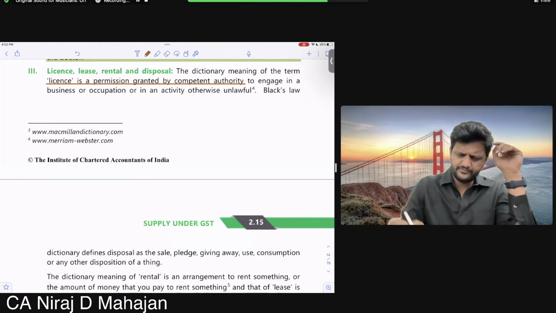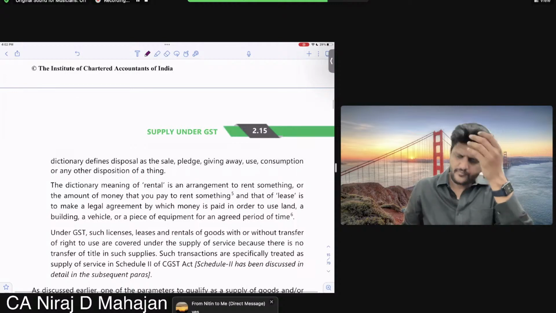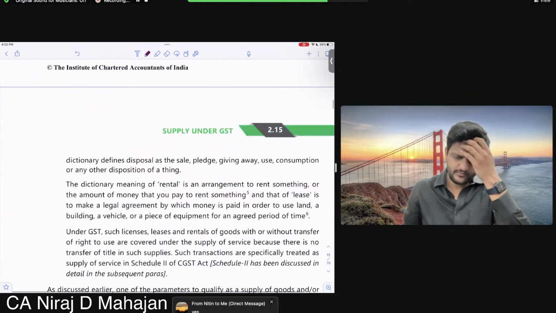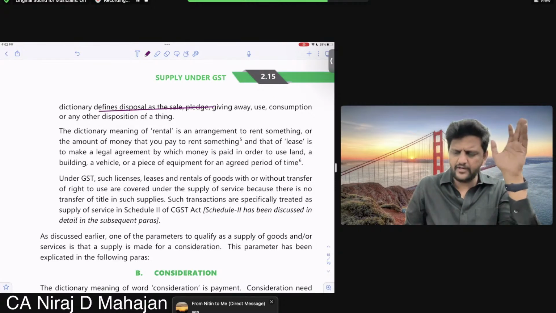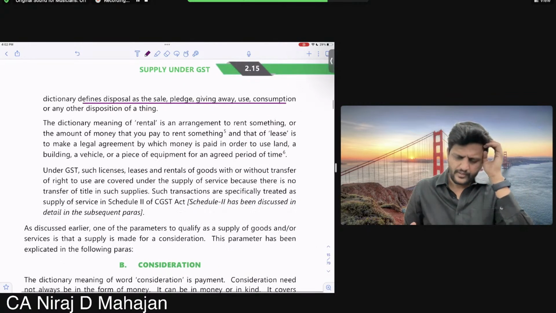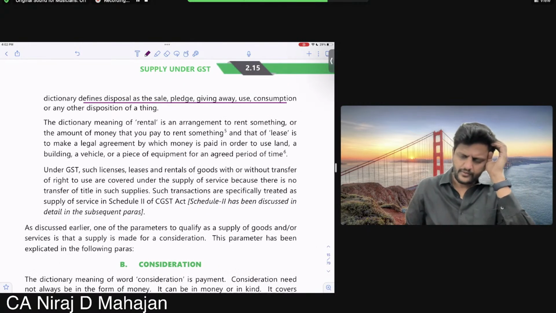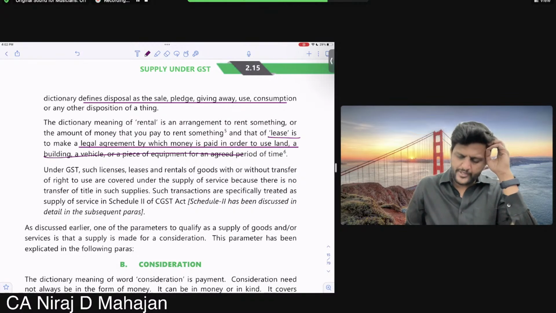Can I go ahead, everybody? Disposal means sale, pledge, giving away, use, consumption or any other disposition. Okay? Rental you know. Lease is a legal agreement by which money is paid in order to use land, a building, a vehicle, or a piece of equipment for an agreed period of time. That is your lease.